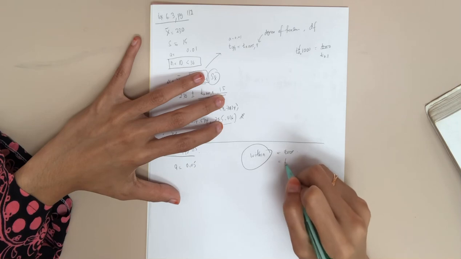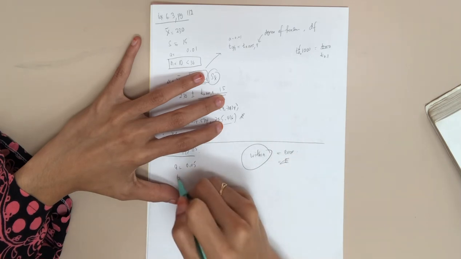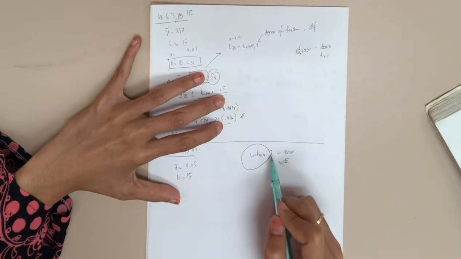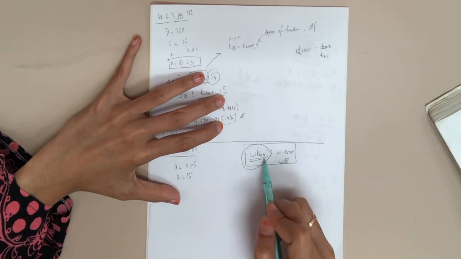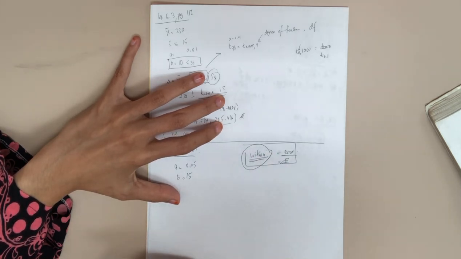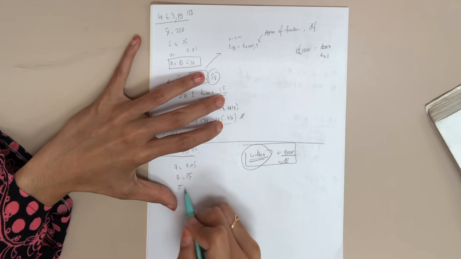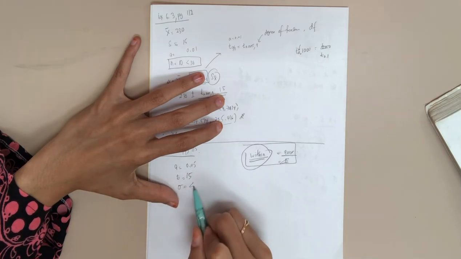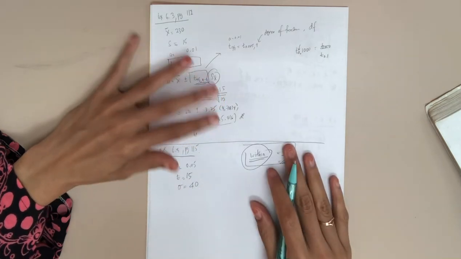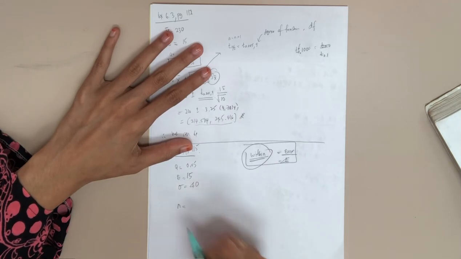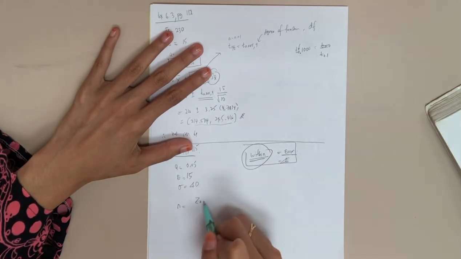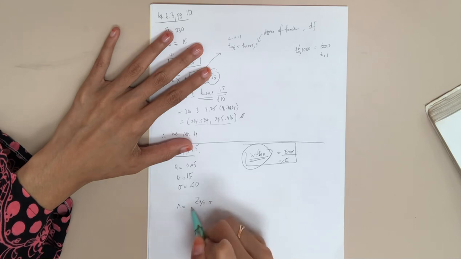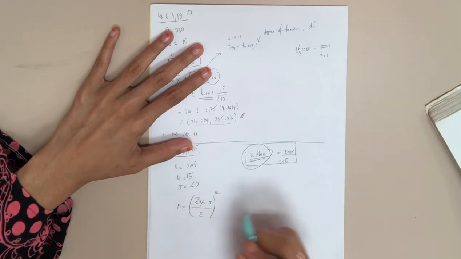So it means that your E here is 15. Okay, class, remember this word: within means error. Assume that it is known from previous studies that sigma, the standard deviation for the population, is 40. So just use the formula n equals z alpha over 2 times sigma, then divide by E, and then overall power 2.